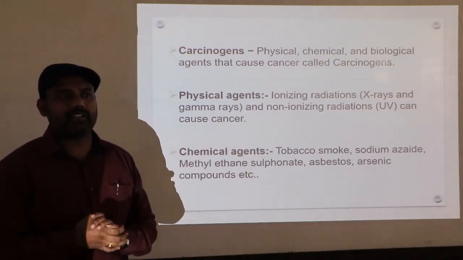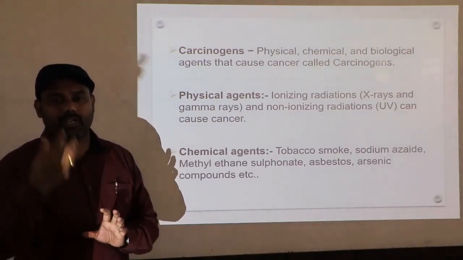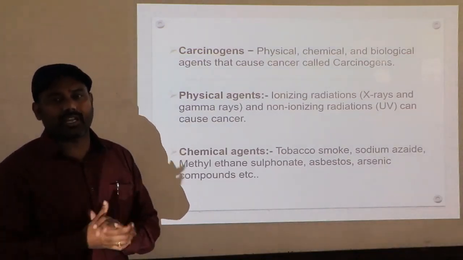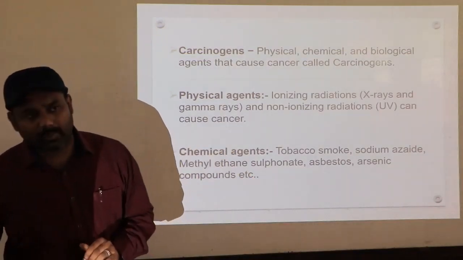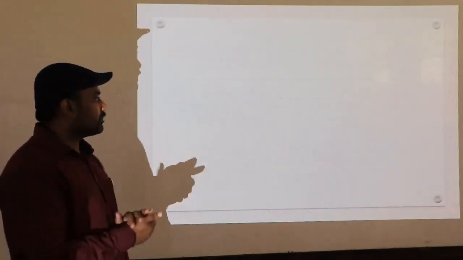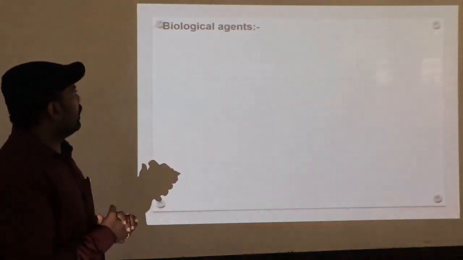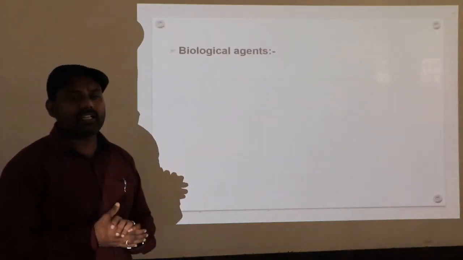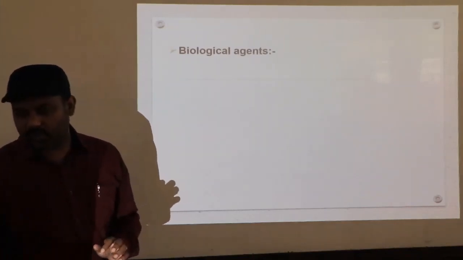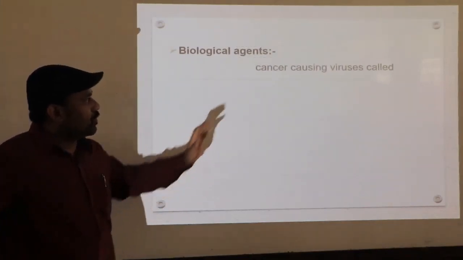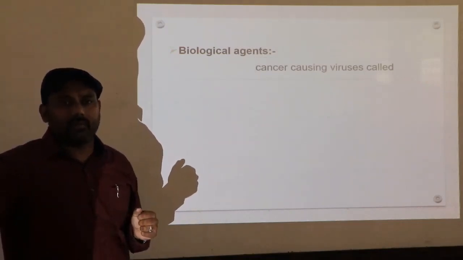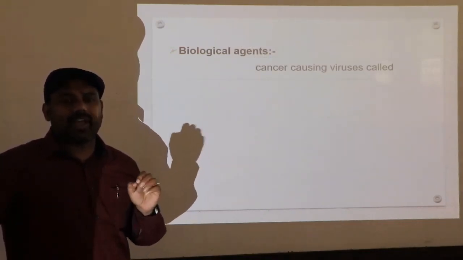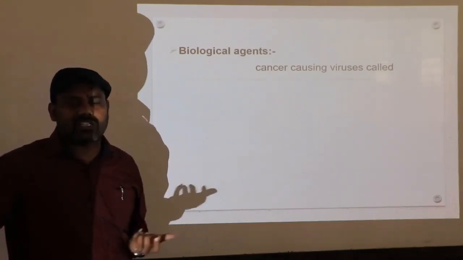It may be mouth cancer, it may be oral cancer, or it may be throat cancer, etc. Clear? So these all come under chemical agents or chemical carcinogens. Next, the last one is biological agents. Clear? So biological agents are those cancer-causing viruses. In our environment there are such viruses that are ready to cause cancer.